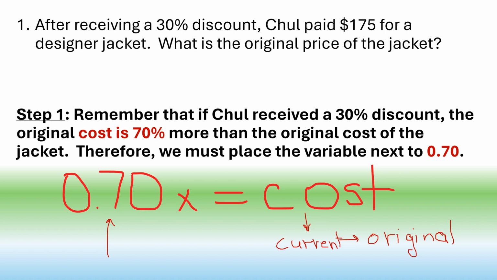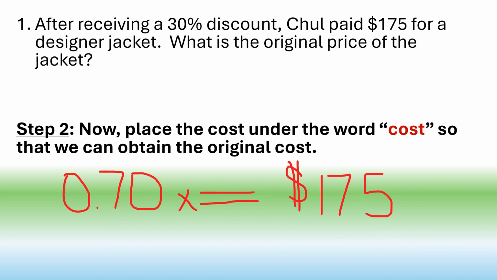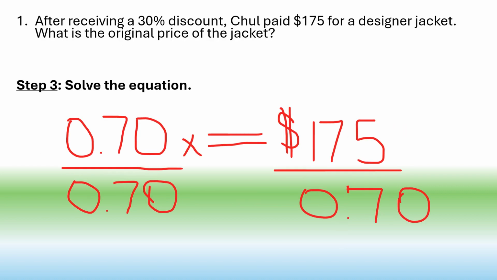Okay, so now this is your formula. Remember, your cost is going to be over here. And when you get ready to divide, you're going to get another cost here. So you're going to divide this out because we want to isolate the variable.